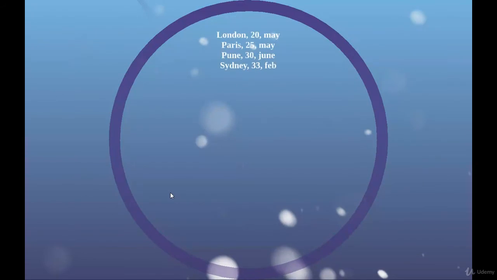The file content is London 20 May, Paris 25 May, Pune 30 June, Sydney 33 Feb. This is my file F1. This file is a sample file that contains weather information for cities and months. Now the file is split into two parts, S1 and S2.